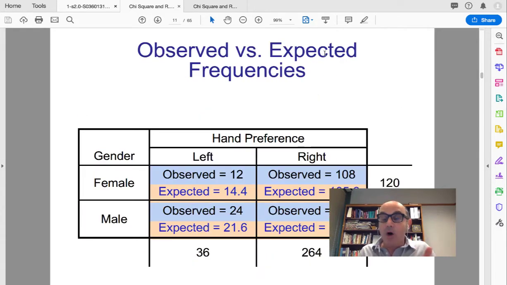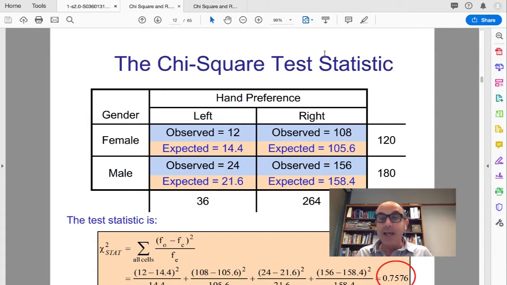So again, observed versus expected frequency is something you will need to know with regard to chi-square and what it really means. The table allows us to do that. Okay, so now let's go back to the chi-square and see what it will allow us to bring in that question.